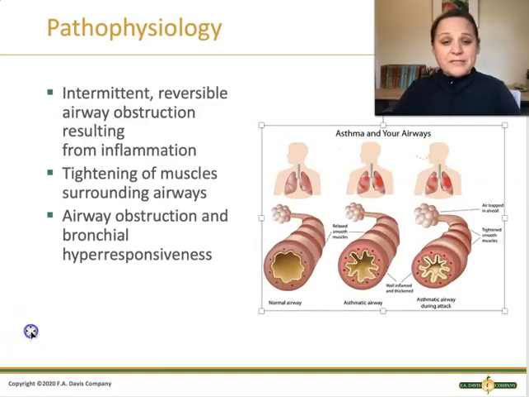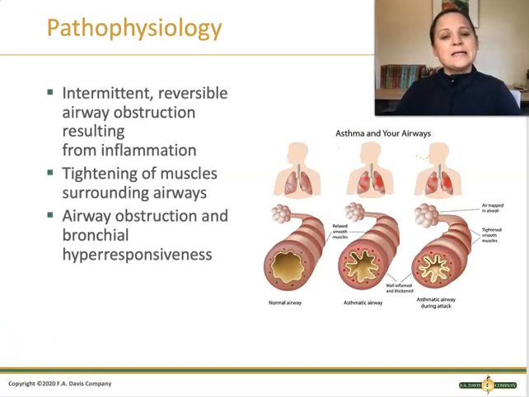So like I said previously, at the heart of it, asthma is an intermittent, on and off, reversible airway obstruction that is caused from inflammation. So it's inflammation of the lung airways and the lung tissue that tightens the muscles around the airways and causes obstruction so that we're not able to get good airflow in and out of the lungs.